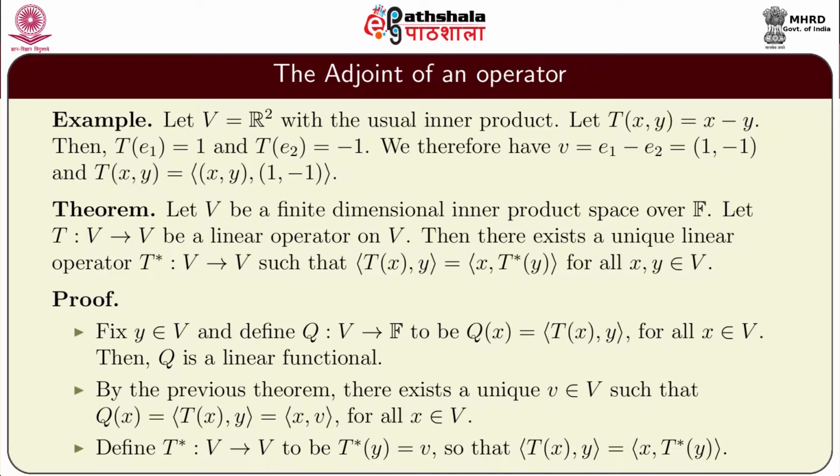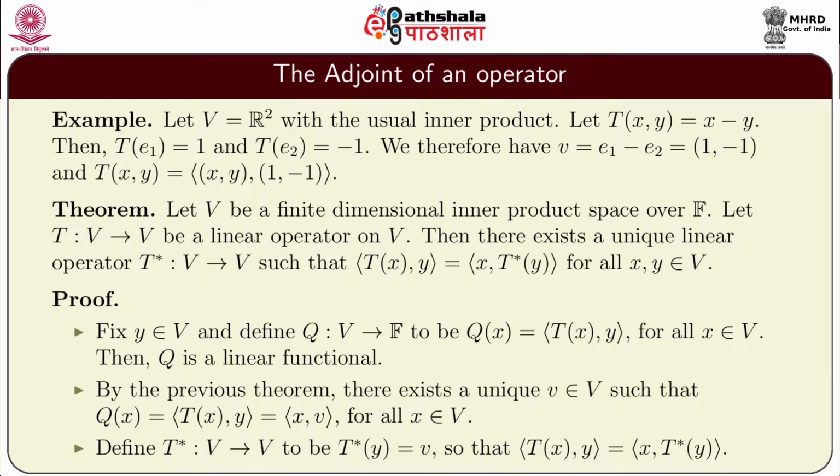So, we have to prove that such a linear operator T star exists, it satisfies this relationship and it is unique. Proof: fix a y in V and define the map Q from V to the field F given by Q of x is equal to inner product Tx comma y for all x in V. Then again it is an easy verification that Q is a linear functional.